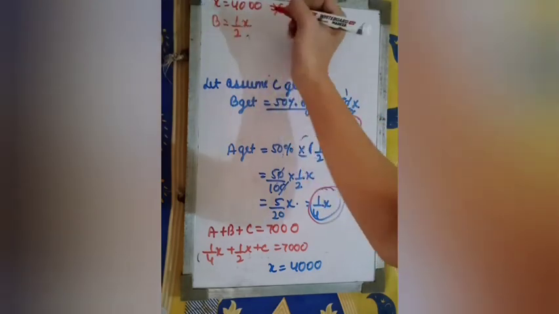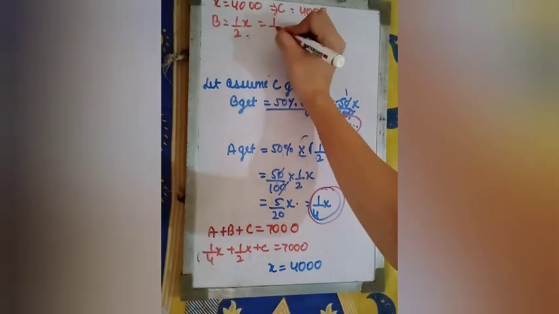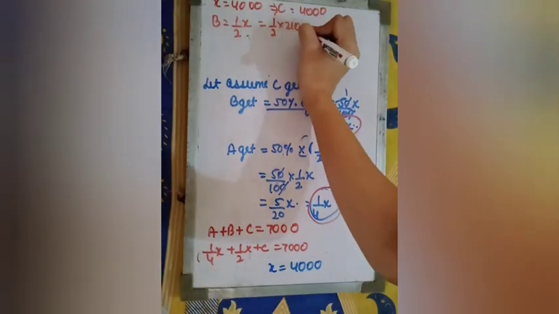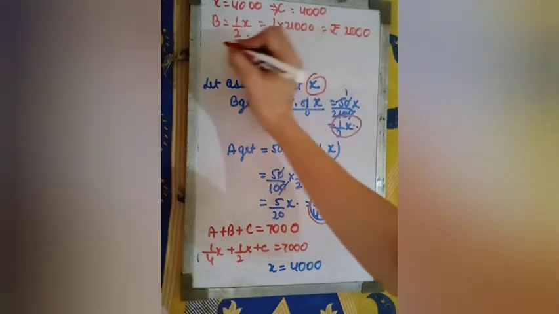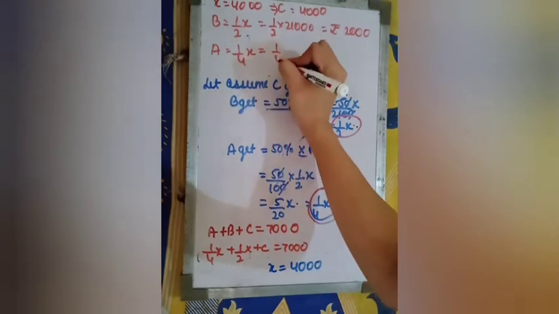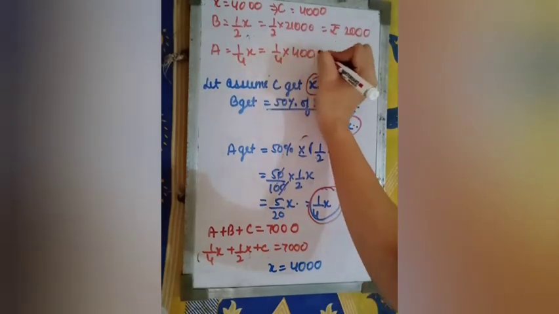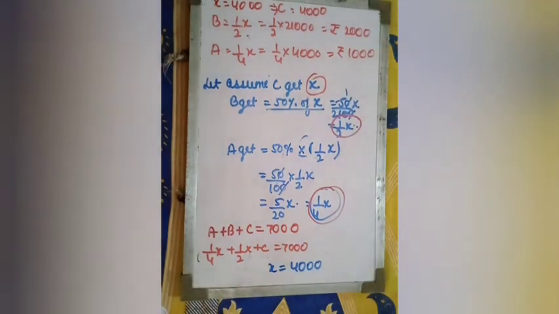And B was 1/2 of C. So it will be 2,000. B को कितना मिला 2,000. And A get 1/4 of X. So it will be 1/4 into 4,000. That is 1,000 rupees.